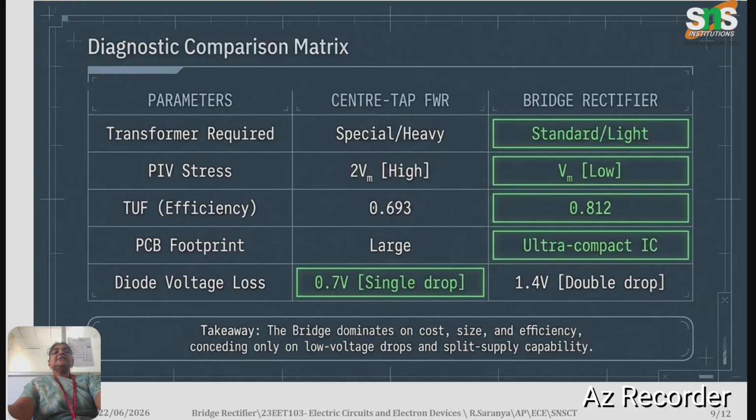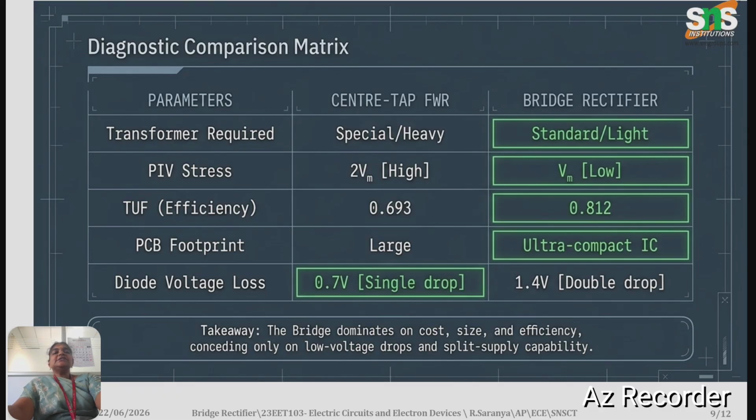Coming to the comparison matrix between the center tap full wave rectifier and the bridge rectifier, the transformer used for center tap is very special and heavy. In the case of the bridge rectifier it is standard, and very light. The PIV stress is twice the peak voltage for center tap, but for the bridge it is low, equal to the peak voltage.